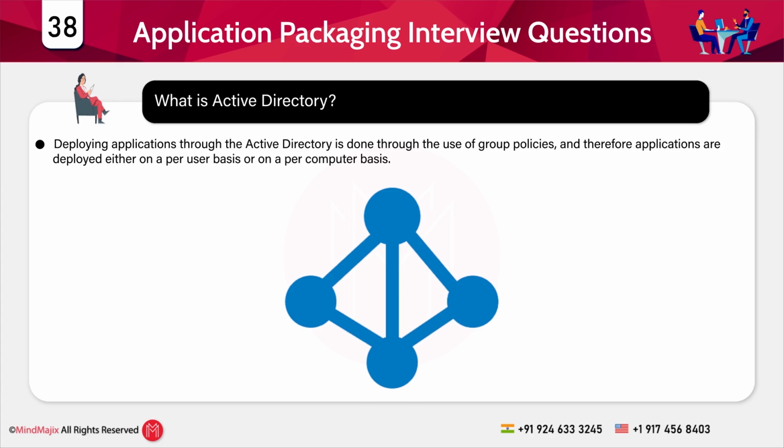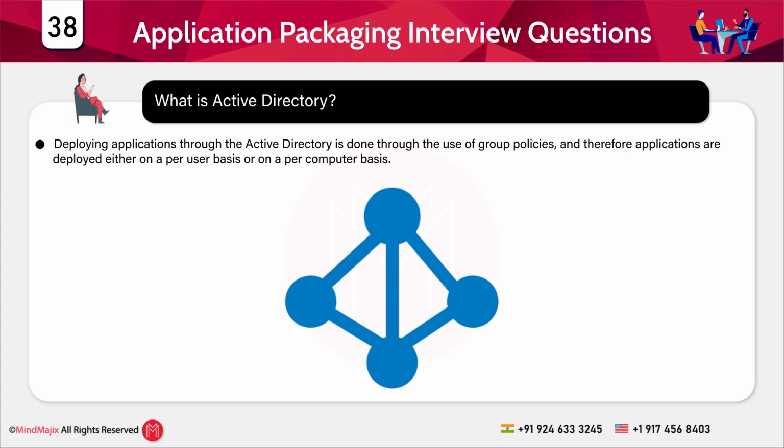Active Directory: deploying applications through Active Directory is done through the use of group policies, and therefore applications are deployed either on a per user basis or on a per computer basis. Active Directory is a Microsoft proprietary directory service. It runs on Windows Server and enables administrators to manage the permissions and access to network resources.